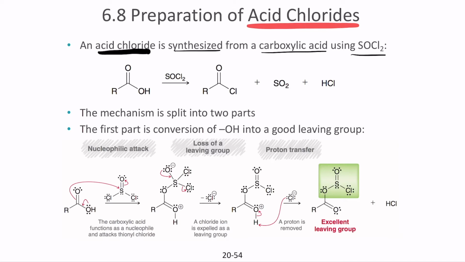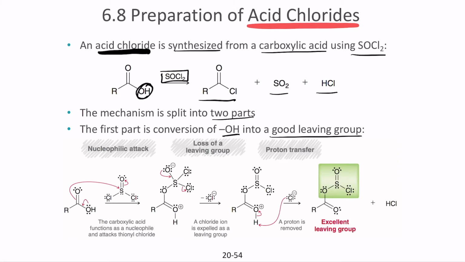The substitution reaction occurs because the OH here is not a good leaving group. So what we first do is, in place of chlorine directly, we use SOCl2 because it can help in removing the structure. So that creates acid chloride plus SO2 and HCl. We can split this mechanism into parts. The first part is the conversion of OH into a good leaving group, the second part is to lose the leaving group, and finally the last part is proton transfer.